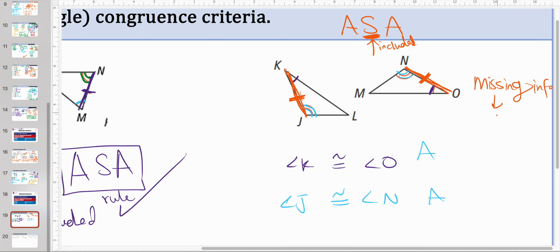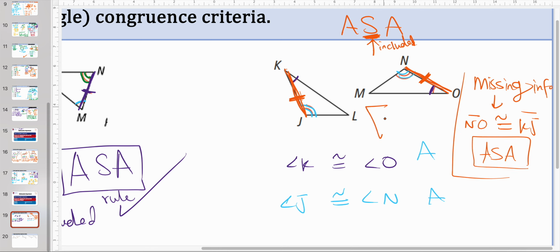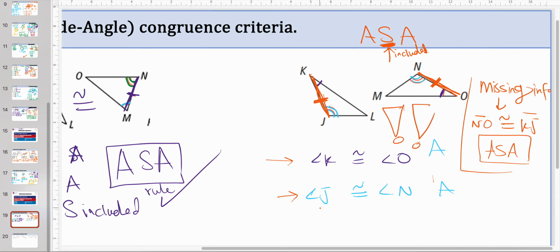So there's a missing information where side NO must be congruent to KJ to say that these two triangles are congruent and to follow ASA rule. Otherwise, I can't tell yet. There's a missing information. I cannot tell. There's only two information. The third one is missing. So I cannot judge yet that they are congruent or not. Okay?